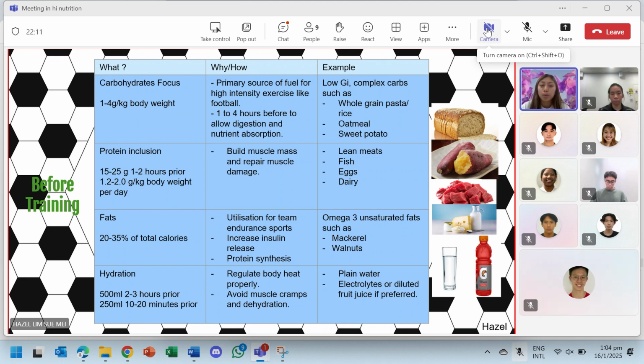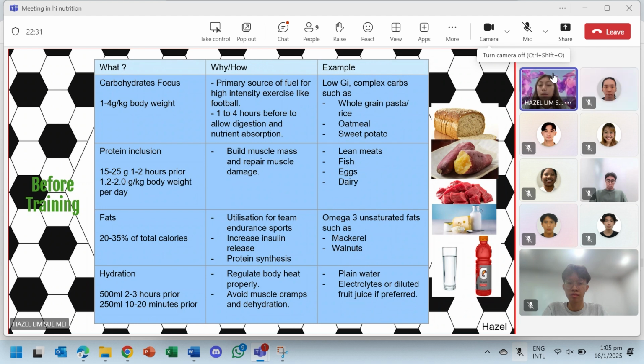We also have to include protein. Even though protein is not a source of fuel, it helps to build muscle mass and repair muscle damage. So it is important to include lean meat, fish, dairy, and eggs, but this is for training. If it's for competition, then it is important to avoid animal protein. So we go for whey protein.